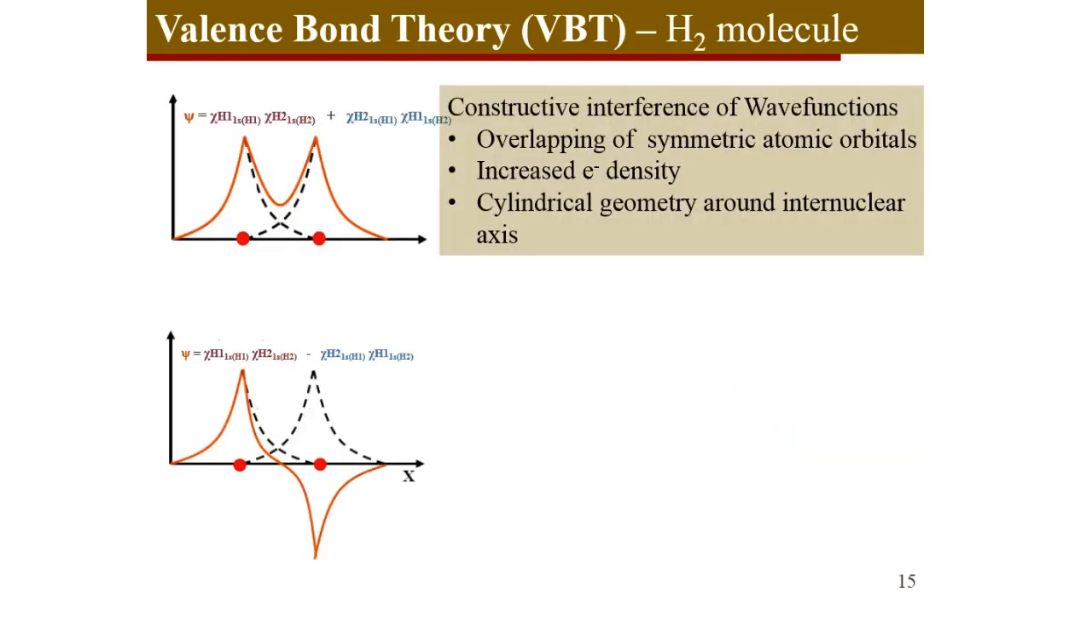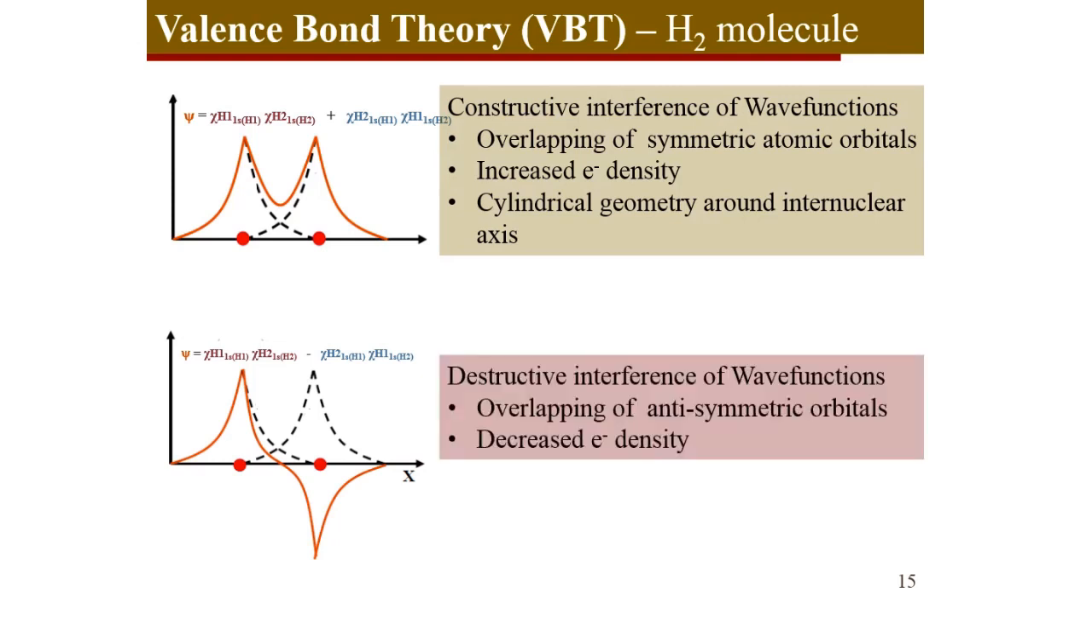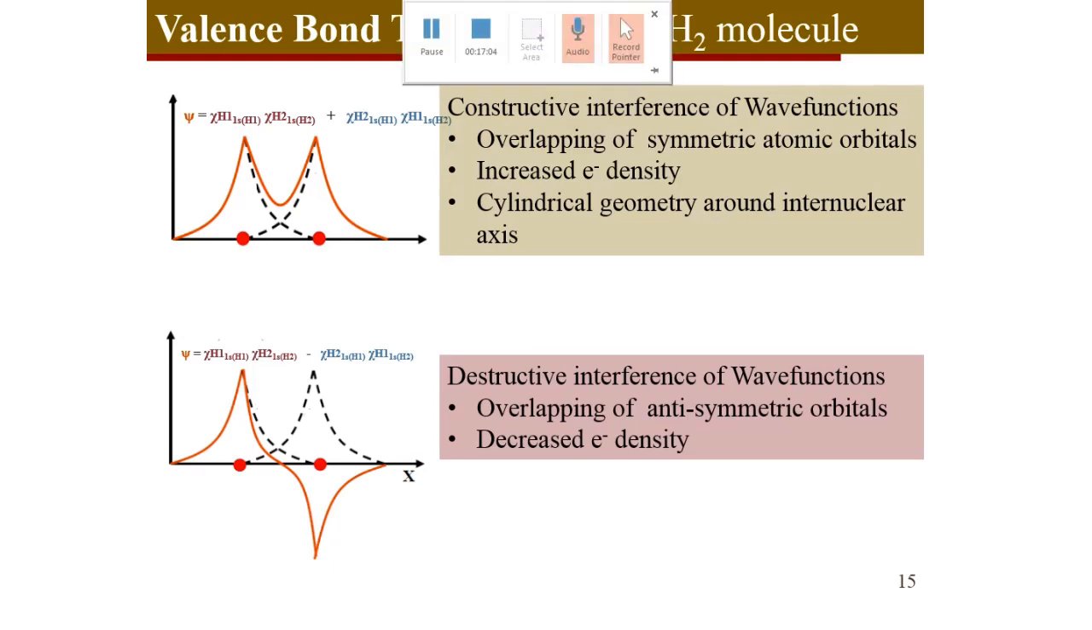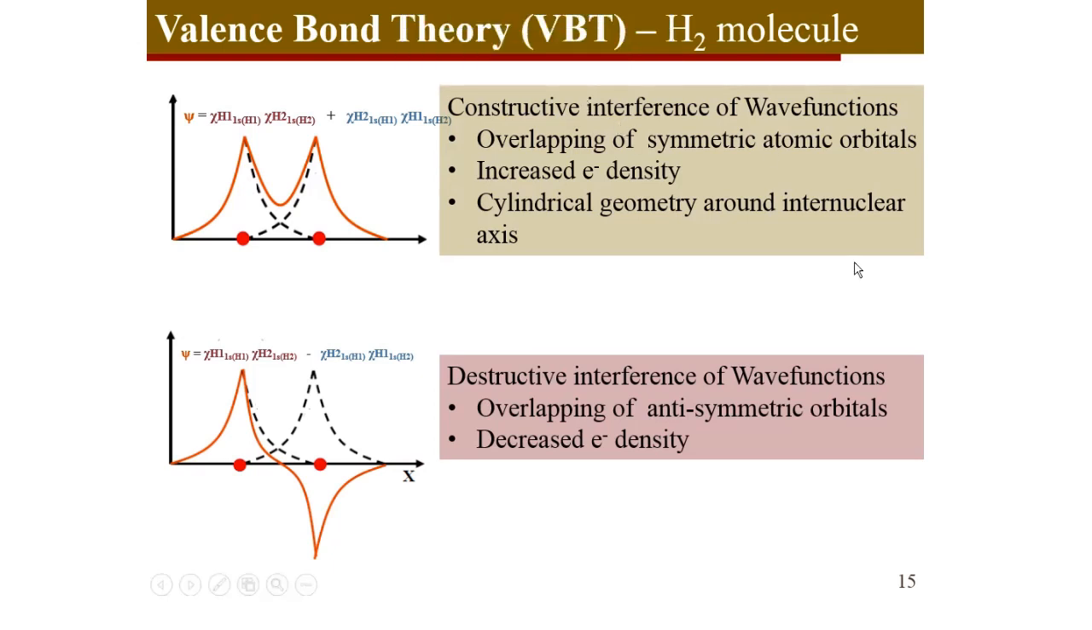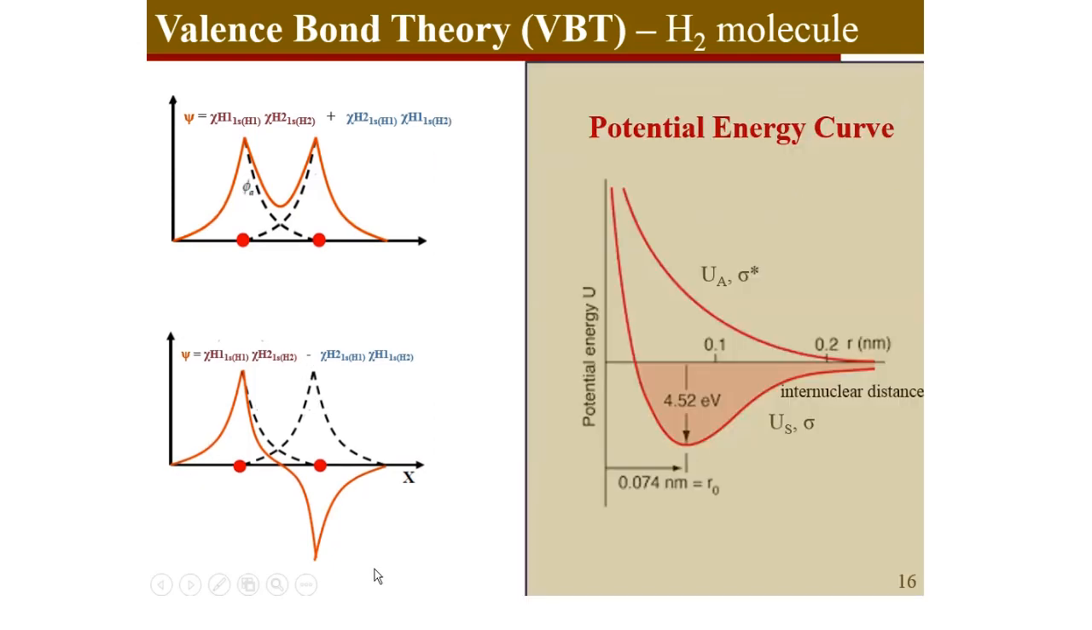And seeing some important features: overlapping of symmetric atomic orbitals results in this, and an increased electron density as I said before, and it offers a cylindrical geometry around the internuclear axis. Coming to this one, it is a destructive or out of phase interference and overlapping of antisymmetric orbitals. That is why this negative results and it decreases the electron density. So the first case is more preferred.